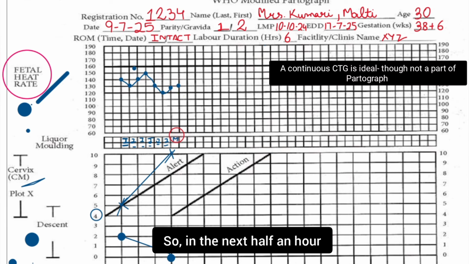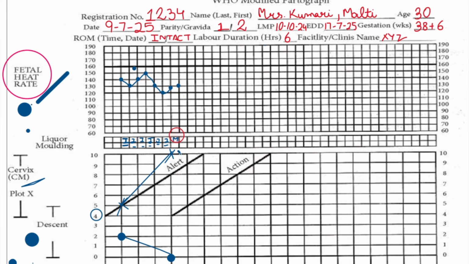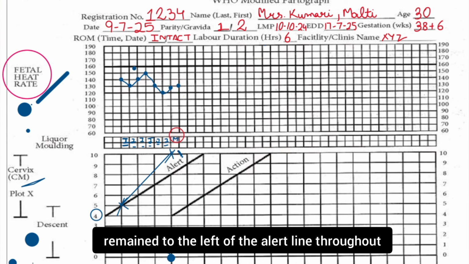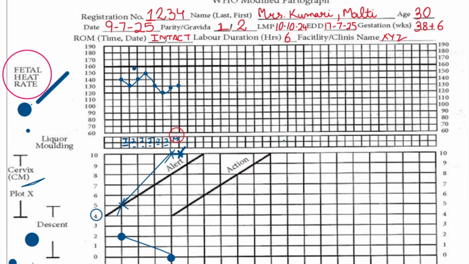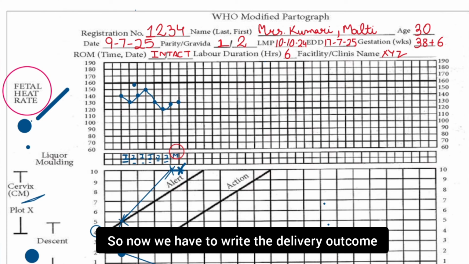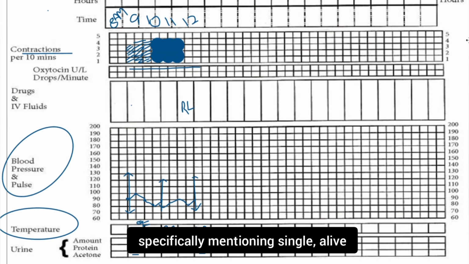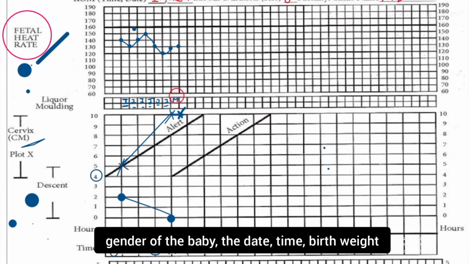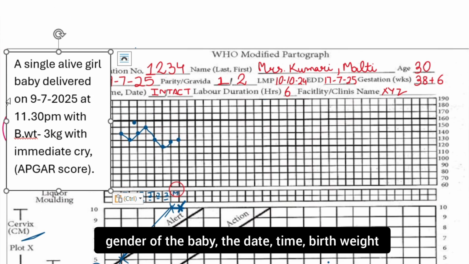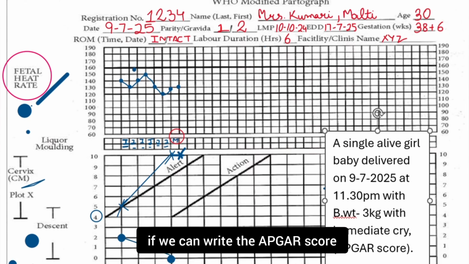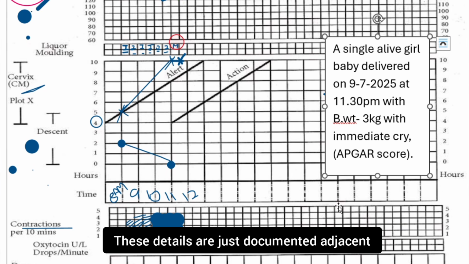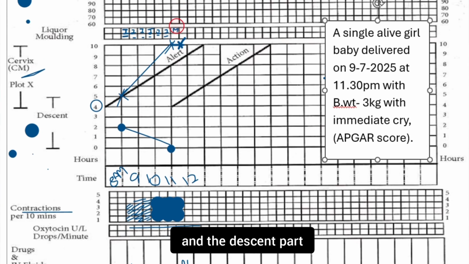So, in the next half an hour, the labor progressed normally and the patient remained to the left of the alert line throughout. At 11:30 am, she spontaneously delivered. So now we have to write the delivery outcome, specifically mentioning single, alive, the gender of the baby, the date, time, birth weight, and it will be very good if we can write the APGAR score. These details are just documented adjacent to the cervicogram and the descent part.